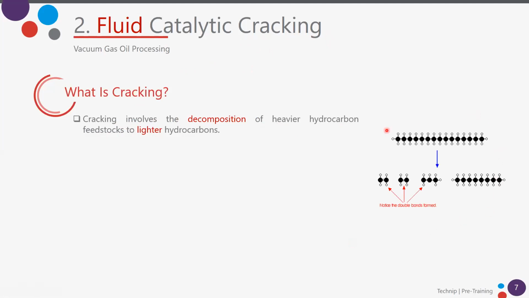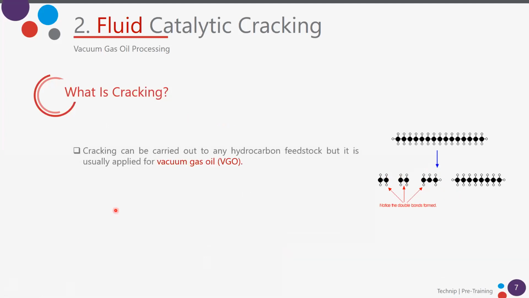If you see this example here, you have a long hydrocarbon here, and then you will crack in different smaller hydrocarbons. If you crack without hydrogen, you will have double bonds that you will form in these smaller molecules. Okay. Cracking can be carried out on any hydrocarbon feedstock, but it is usually applied for vacuum gas oil. That is our case.